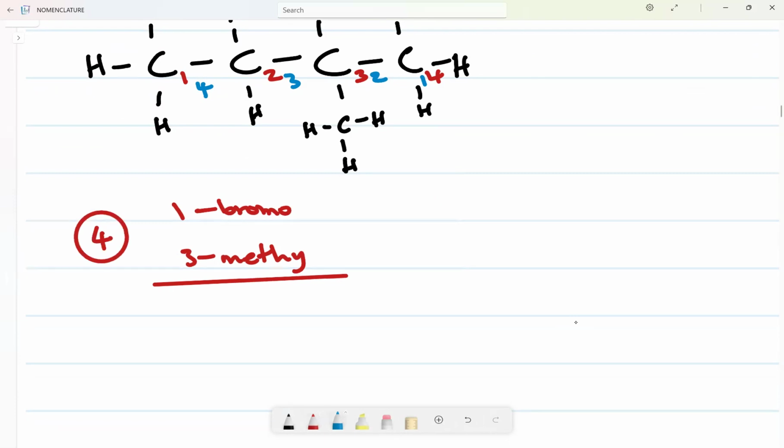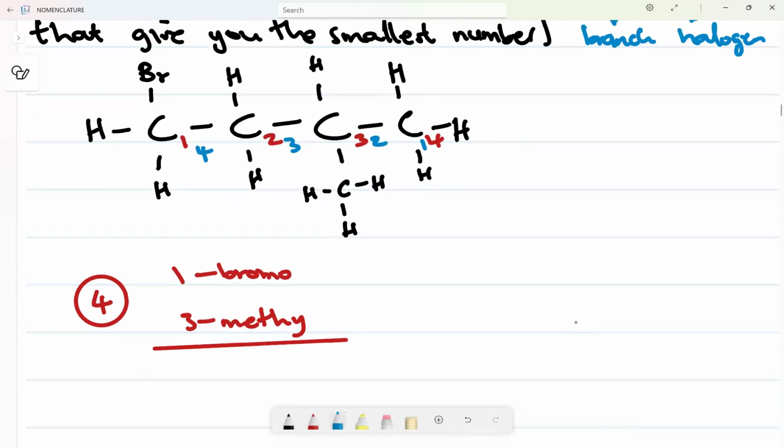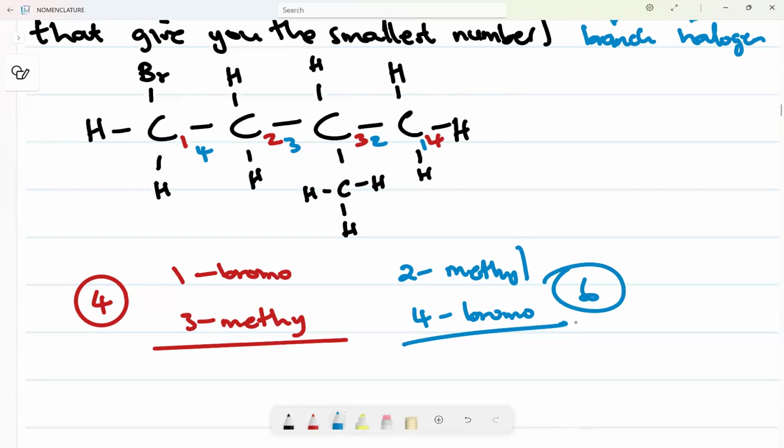Let's see now when we use blue. Counting from the blue, it is 1, 2. On number 2, I have a methyl. On number 4, I have a bromo. When I add this, in total, they give me 6. So I want the one that gives me the least, which is this one. So it means I'll start counting from the red. Can you see now the importance of knowing where to start?